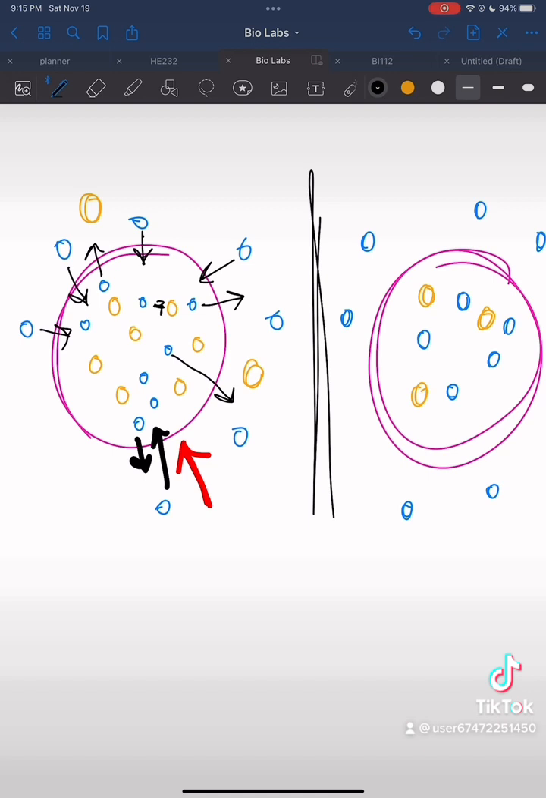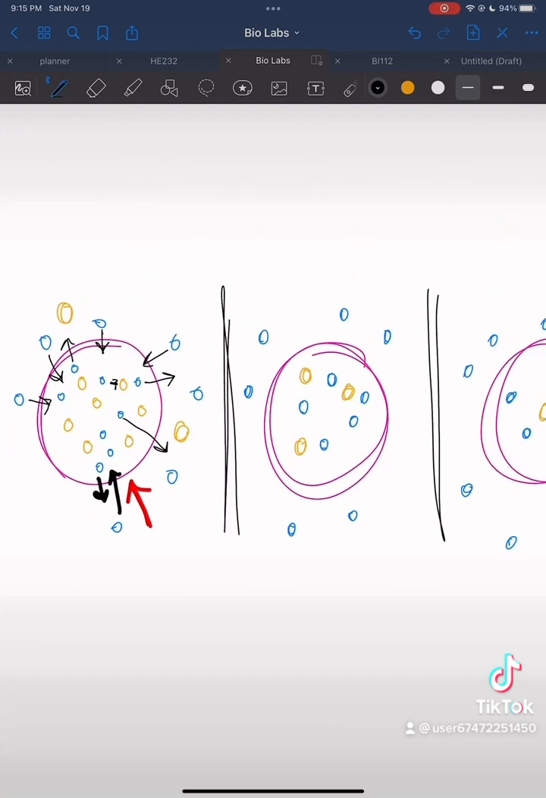Even though we're going to have water molecules going back and forth in a given period of time, you have a higher probability of more going in than going out. So we're going to have a net inflow of H2O, of the water molecules.